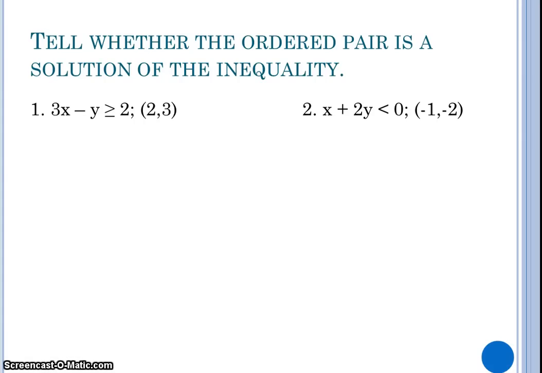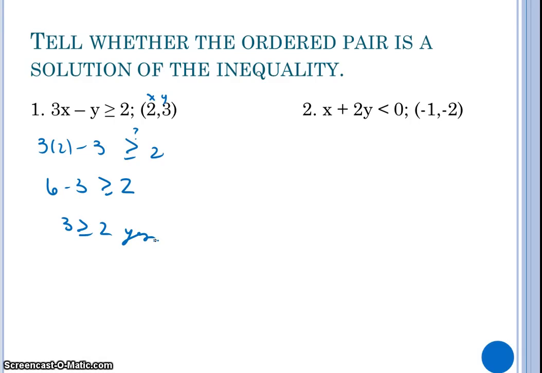Okay, so here what we're going to do is tell whether the ordered pair is a solution of the inequality. So we have an x and y, so we're going to plug those in for x and y. So I have 3 times my x minus my y, and I want to know, is this bigger than or equal to 2? So 6 minus 3, is that bigger than or equal to 2? Yes. So it is a solution.